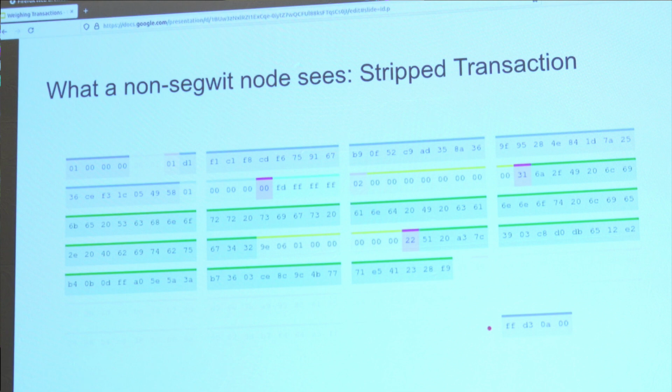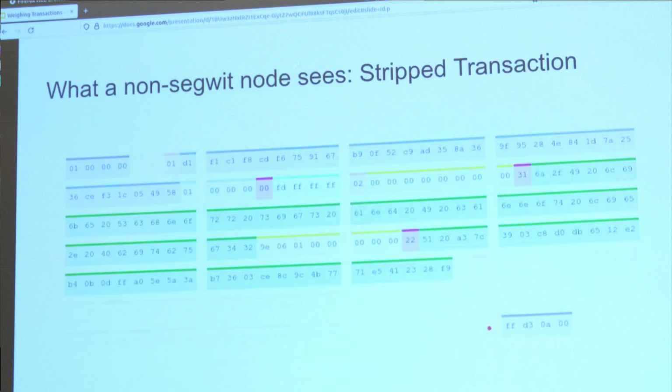So actually, we use the stripped transaction to take the TXID. That's what we commit to in the Merkle root of the block. That's what we can build a child transaction on top of. That's what makes transaction malleability go away, if you've been around and heard about that.